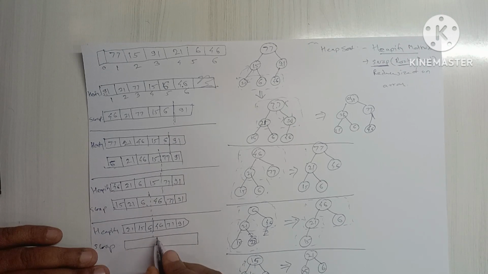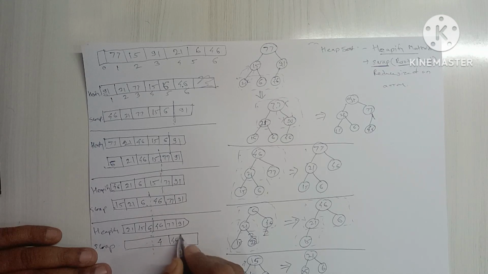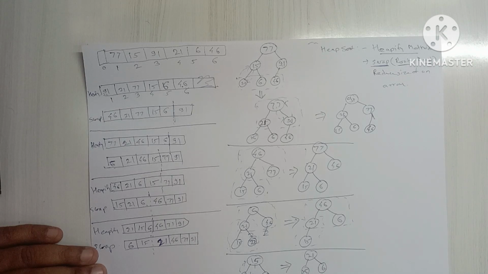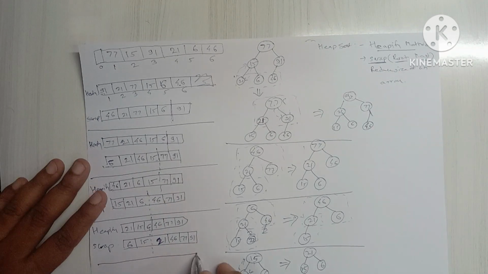Okay, and the array size will be reduced. So the array size will be 2 right now, the heap array size we can say. So here is the 46 as it is, 77 as it is, 91 as it is, 15 as it is, and this 21 and 6 we need to swap. So 21 will go here and 6 will come here. Okay, so in this way we need to perform. So this is step number 4.